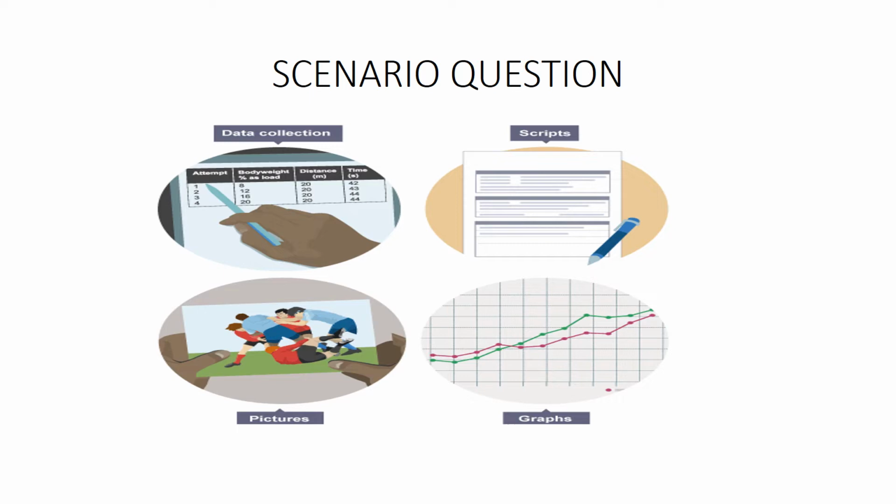Like I mentioned in the previous slide, it could come in the form of a data collection table, a piece of writing, maybe an article from a newspaper. It could be a graph or a picture. And your child will be expected to interpret what they are seeing and come up with possible reasons for why that data has been produced or why that graph looks the way that it does.